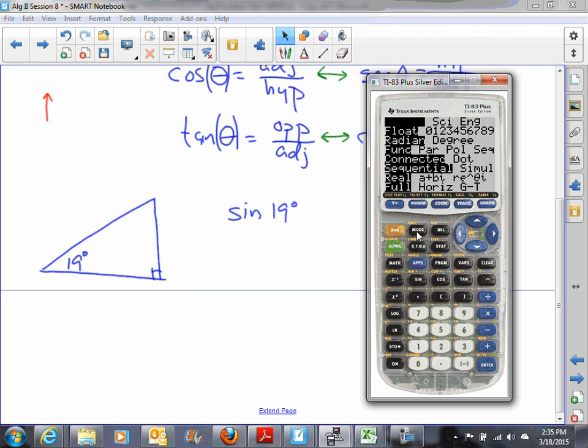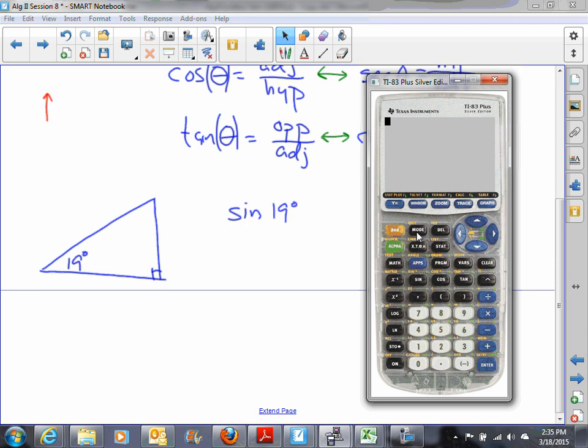Now I press the mode button, and I'm going to go down here. Do you see where it says radian? I'm going to go over and press enter on degree, and then second quit. Now, my calculator is in degree mode. You need to have your calculator in degree mode when we're dealing with degree measured angles. So if I type sine and then 19 and close parentheses, the calculator is going to give me 0.3256.